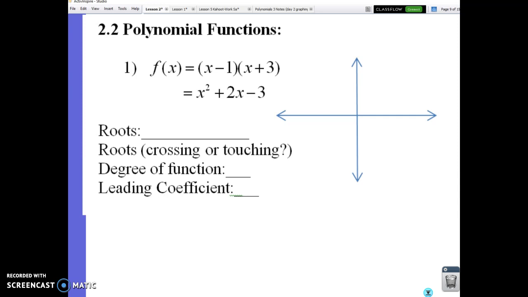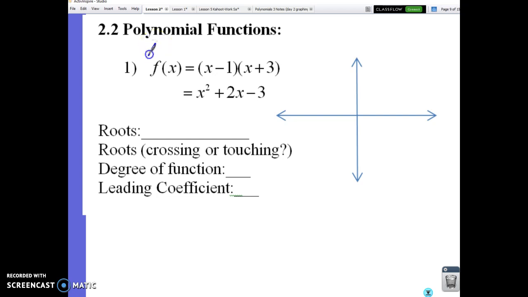We've got it in factored form, or we've got it where we multiplied everything together, in expanded form. So that's x squared plus 2x minus 3. So we've got it in both of these forms, so it's going to help us to find all of this information that we've got down below. So the first thing is the roots. All you do, so we look at each of the terms. We've got x minus 1 multiplied by x plus 3.